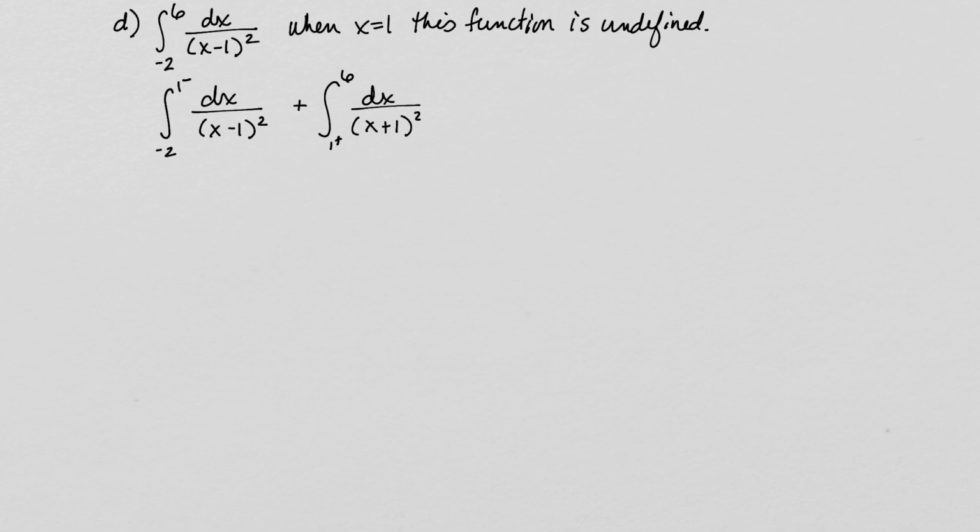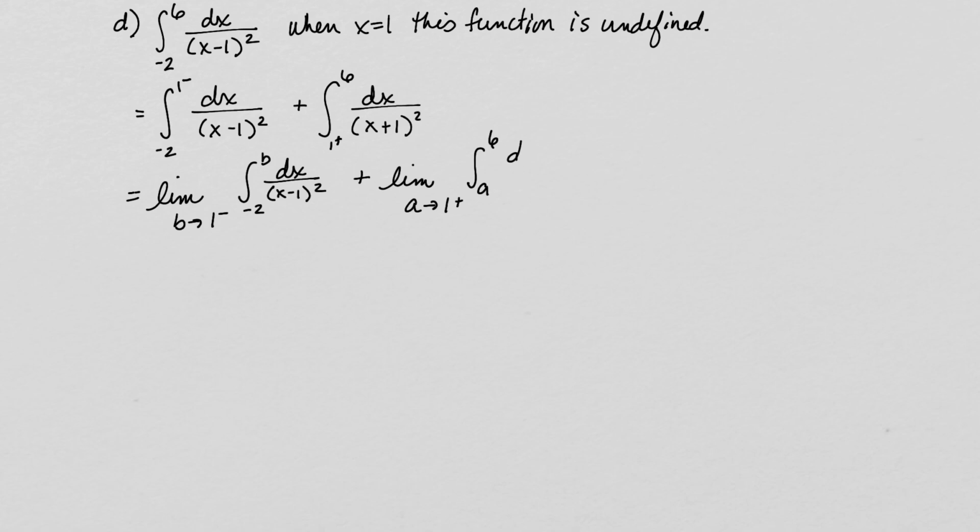Okay, so this is now going to become the limit as b approaches 1 from the left of the integral from minus 2 to b of dx over x minus 1 squared, plus the limit as a approaches 1 from the right of the integral from a to 6 of dx over x minus 1 squared. You could use b for both of them, but then you've got to be really careful about what b is where, so I try to use 2 different letters.